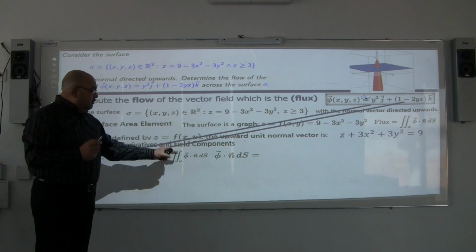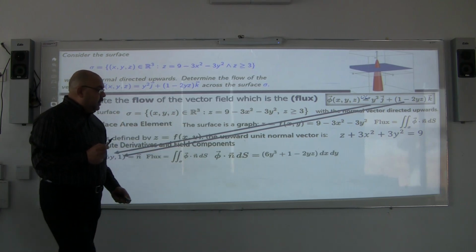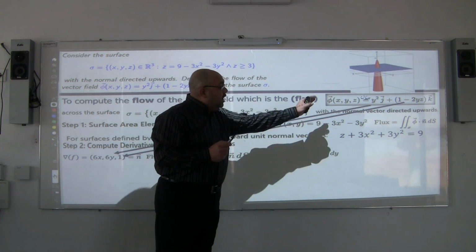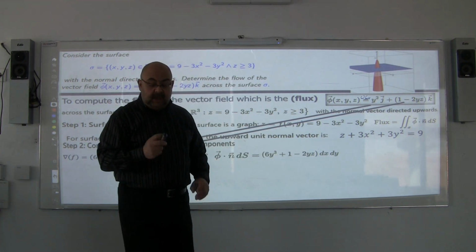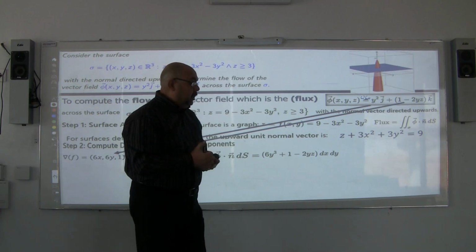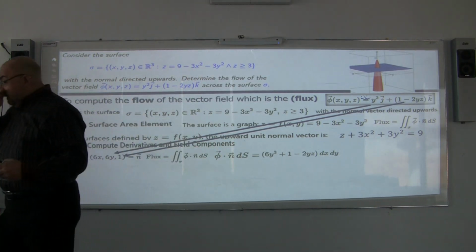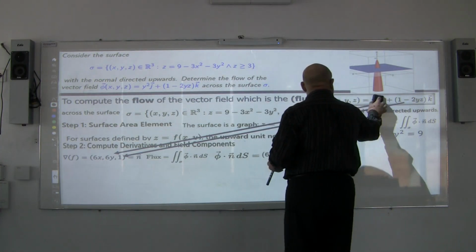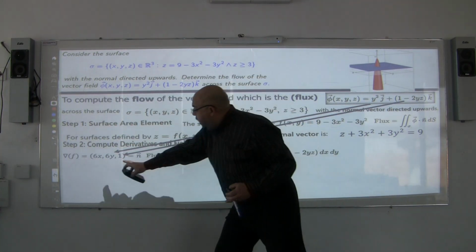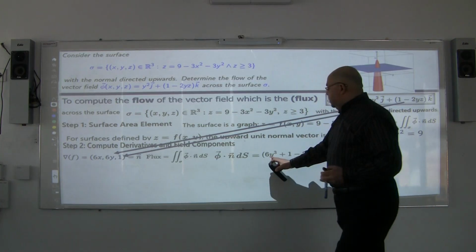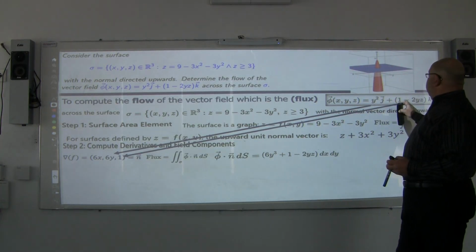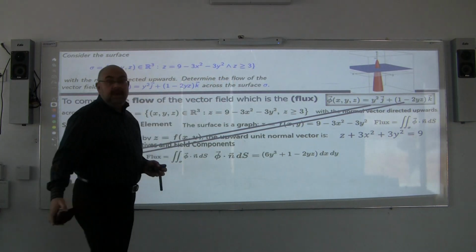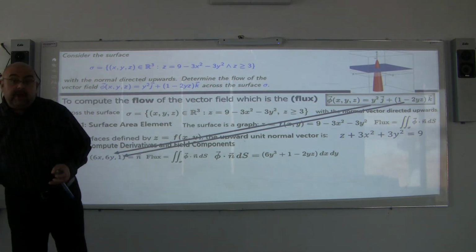So actually, phi dot n dS is going to be 6y cubed plus 1 minus 2yz once you do this multiplication. Once more, I don't want you to lose attention here. It's very, very simple. All I have to do is multiply y squared times 6y. This is 6y cubed. Then 1 minus 2yz times 1. And here's the guy in front of you. Of course, we are integrating.